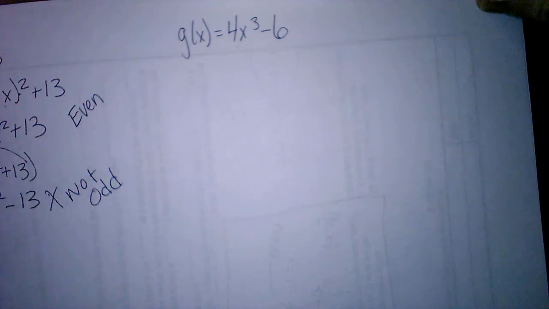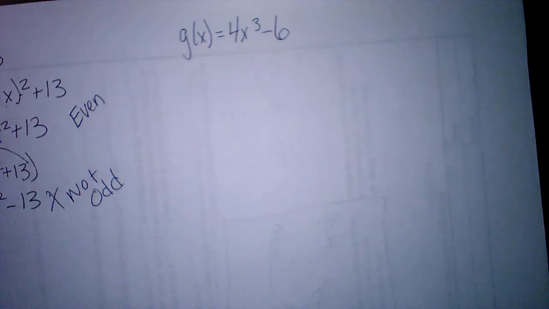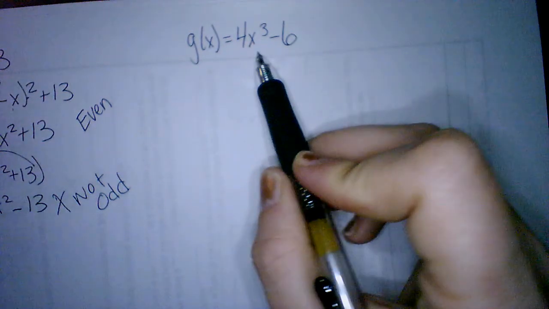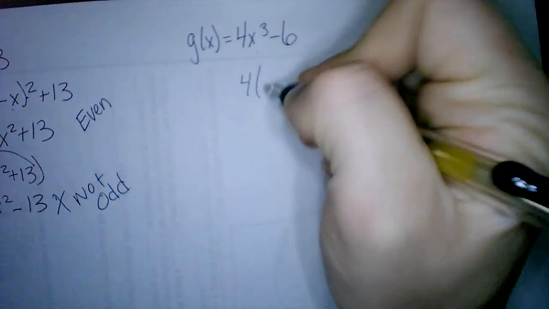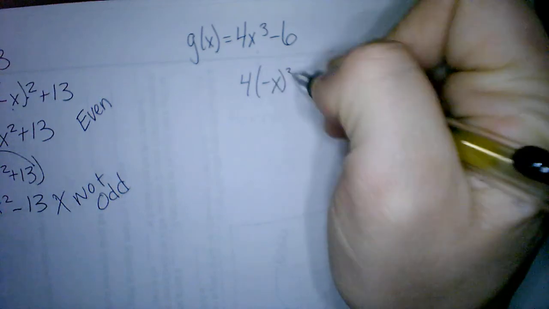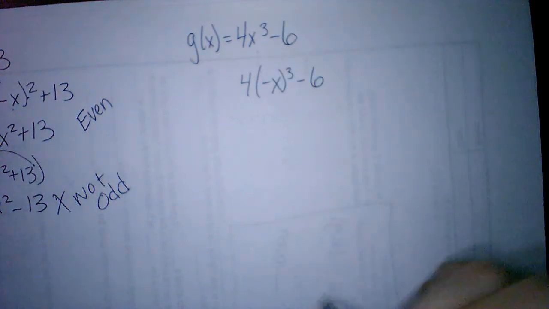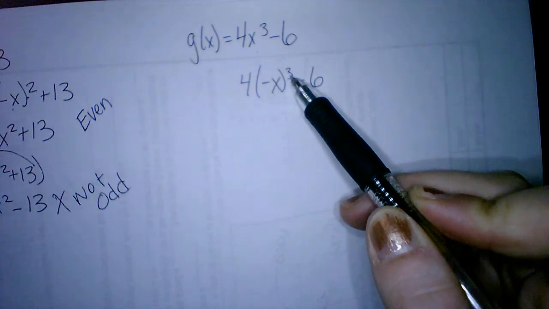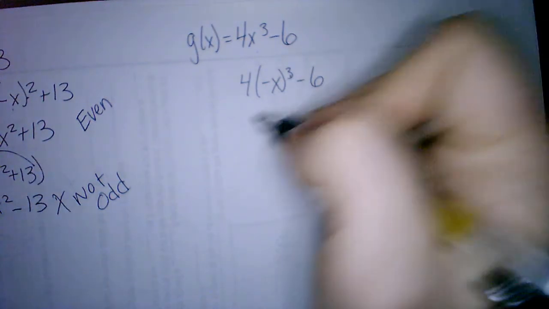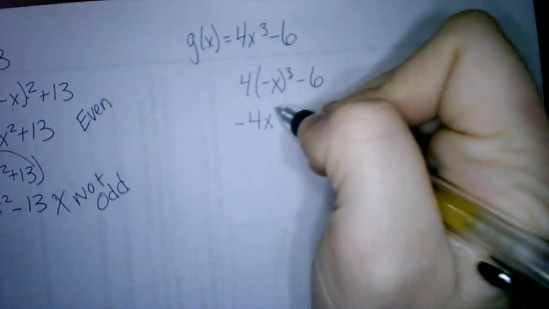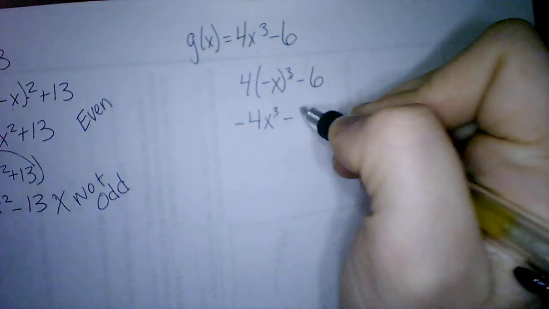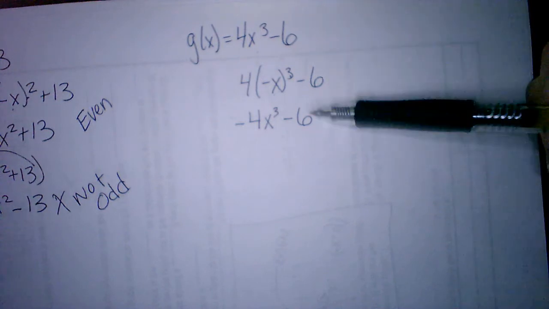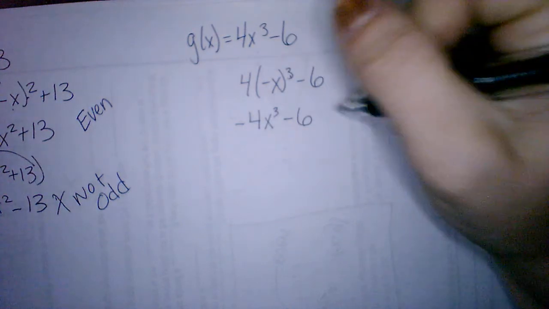So the second problem in the box in your notes, doing that same thing, putting a negative in for the x. Again, there's only one x here. A negative to an odd power will change our sign, so it's going to be negative 4x to the third minus 6. If it's even, this will match this. It does not. Those 4's are different signs, so this is not even.